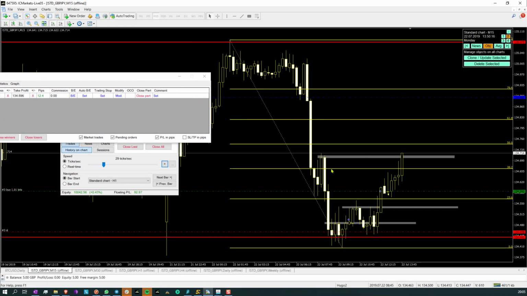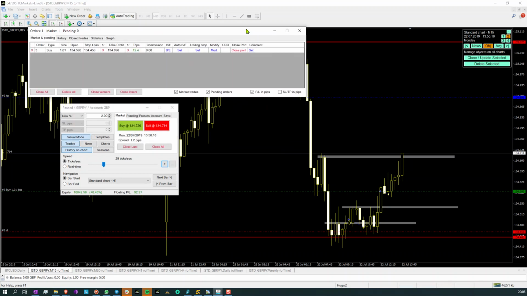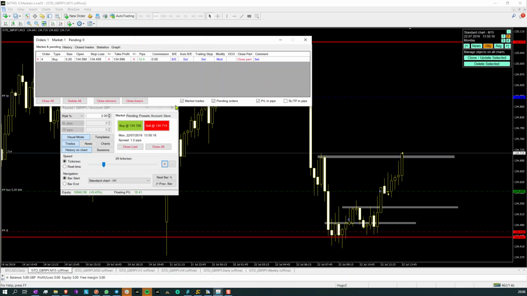50 is almost there also, so it's going to react in here anyway. But how do we know? We don't know. But 50% is just there. Closing 80% here. Letting the rest run a bit. Setting break even. Let's see if we can have a bit more.